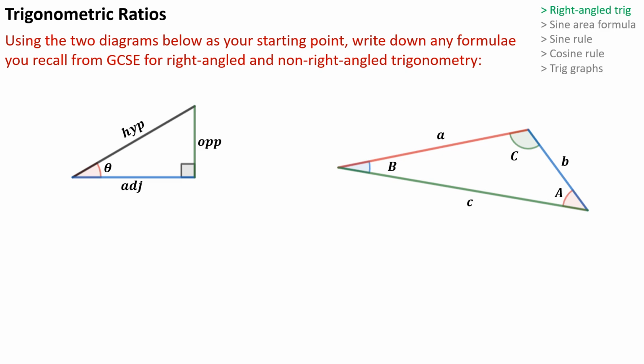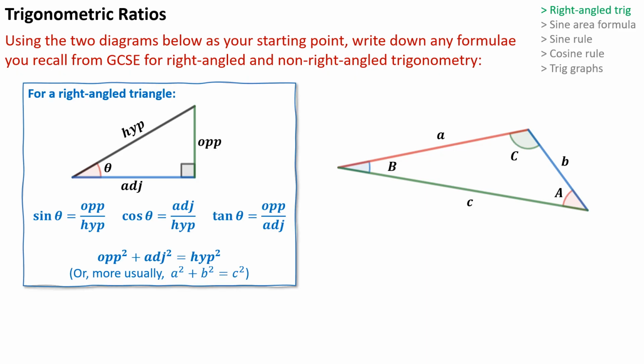Welcome to A-level trigonometry. We're going to kick off by thinking about what you already know from GCSE maths. There will be a fair bit of trigonometry that you've already seen. You'll think in terms of right-angled trigonometry and non-right-angled trigonometry at this point probably. So use these diagrams as a starting point and write down any rules or formulae that you already remember. Pause the video, jot down what you can, and then unpause and compare.